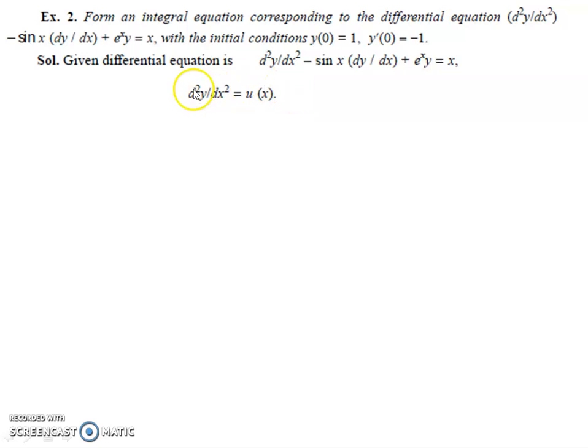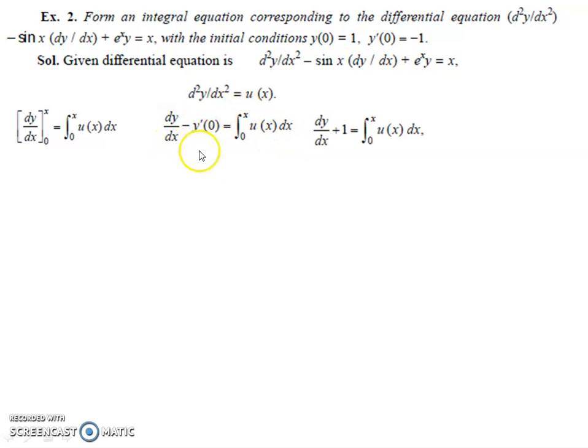So the first step is always this: double derivative is equal to u(x). In the previous question, in the previous article, we took double derivative is equal to u(x). This is the alternate method. So on integration we got this, and dy by dx minus y dash(0) is equal to the integral from 0 to x of u(x) dx. dy by dx is equal to, yes, dy by dx, because I put the value of y dash(0) equal to minus 1. So it becomes plus 1 this side, and this is a minus 1 this side. So this is our first result which we use and substitute here.